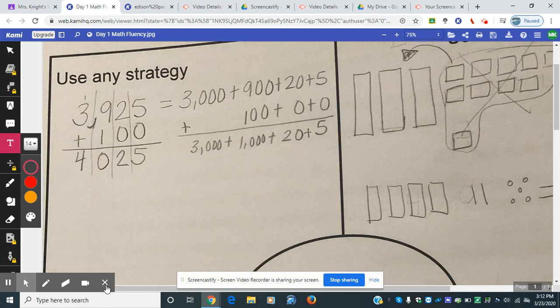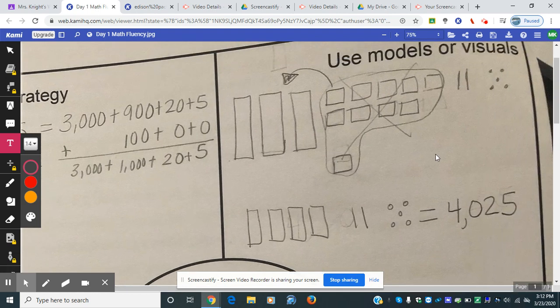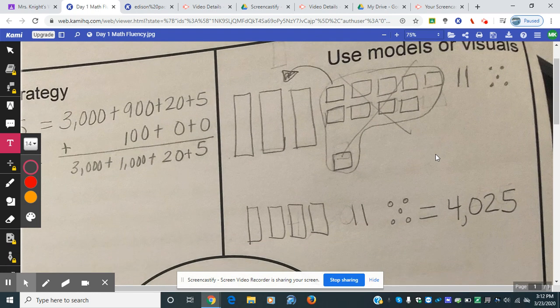Now if we go over to the models page, this is where she used a model or a visual. These long rectangles are her thousands. She started with 3 thousands, then she drew 9 hundreds, 1, 2, 3, 4, 5, 6, 7, 8, 9, and then she drew 2 tens for the 20 and 5 ones. Then she just added 100. She added 100 block here.